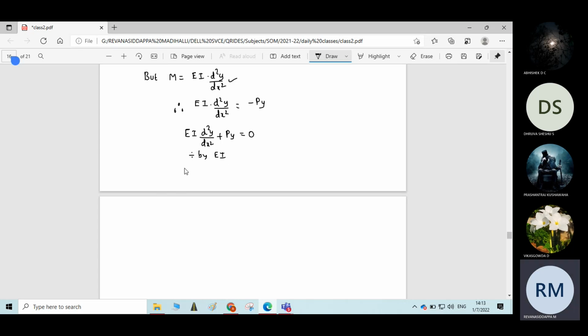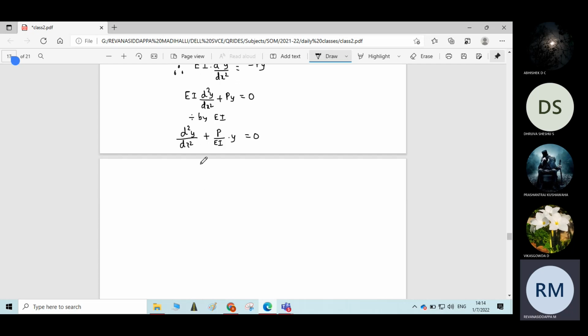Divide the whole equation by EI. What will you get? d square y by dx square plus P by EI into y is equal to 0. Now this is a differential equation. It is a second order differential equation with variable y and x.